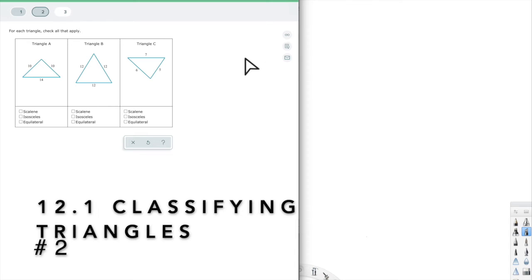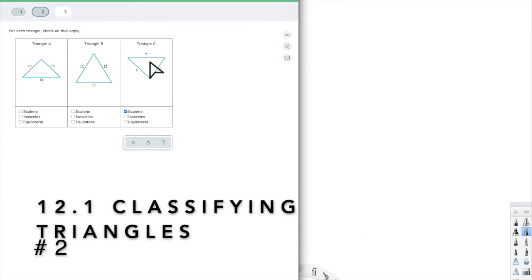So in this one, it says for each triangle, check all that apply. So we're still classifying triangles in here, which is the entire idea of the section. So we need to take a look and make sure again that we understand the definitions here. Just to review again, a scalene triangle means that no sides are the same. So if we look through these and any sides are the same, then it wouldn't be scalene. I have 10 and 10, so that doesn't count. 12, 12, 12, definitely not. They're all the same there. 7, 6, 5. So this guy would be scalene.